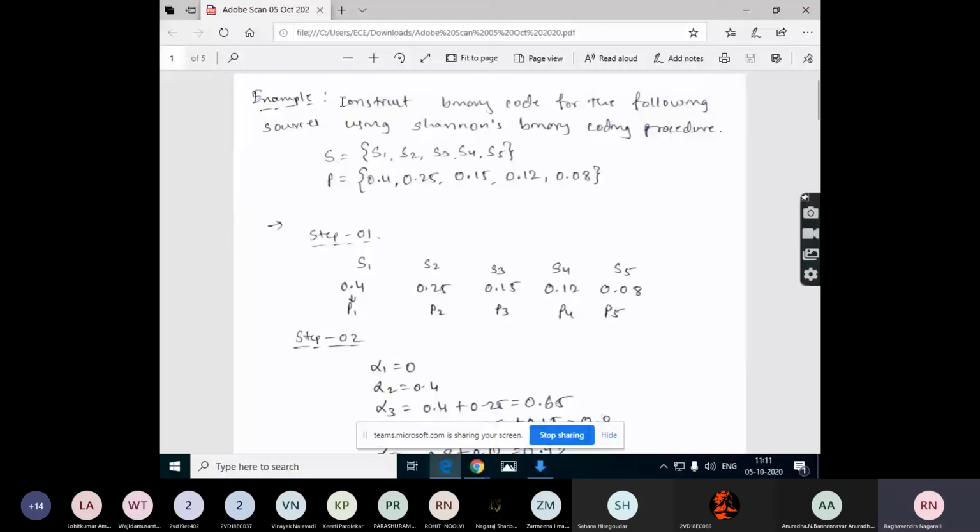Write down this question. Construct a binary code for the following sources using Shannon's binary coding procedure. It is also called Shannon's encoding algorithm, Shannon binary encoding algorithm, or Shannon encoding binary coding procedure. So these are the 5 symbols: S1, S2, S3, S4, S5, with the respective probabilities: 0.4 for S1, 0.25 for S2, 0.15 for S3, 0.12 for S4, and 0.08 for S5.